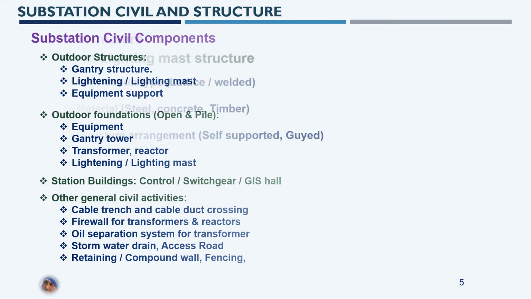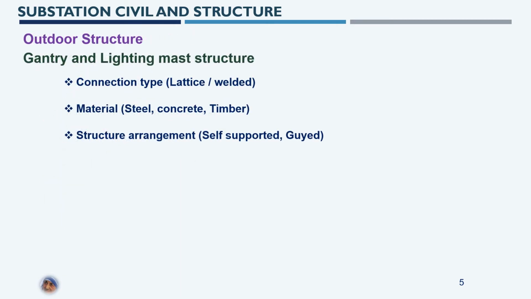When coming to outdoor structures, there are gantry and lighting mast structures and equipment support structures. Here we are going to look at the gantry and lighting mast structures, which are widely classified depending upon their connection type, material and structural arrangement. For connection type, there are two: lattice and welded. Lattice means a bolted connection type, where all the bracing, diagonal or horizontal, is connected using bolts to the main leg members. In case of welded, all the bracing and all secondary and primary members are connected to the leg using welding.